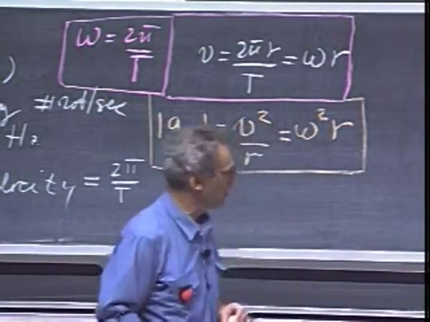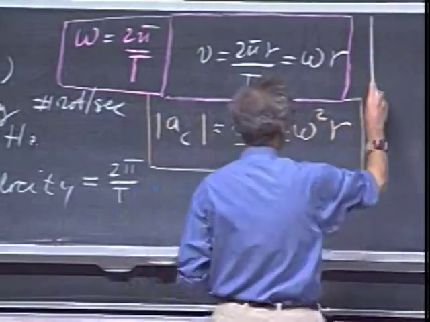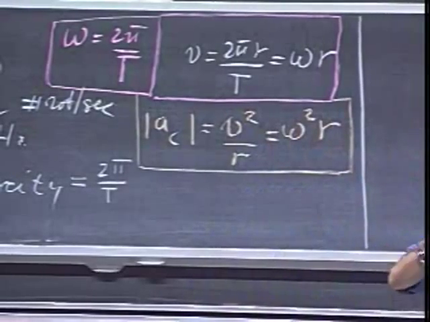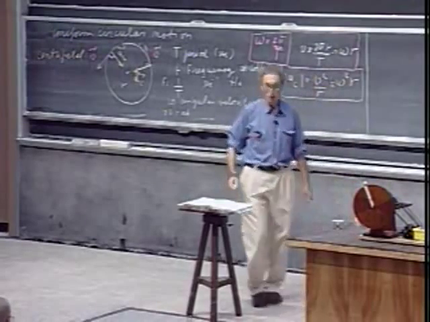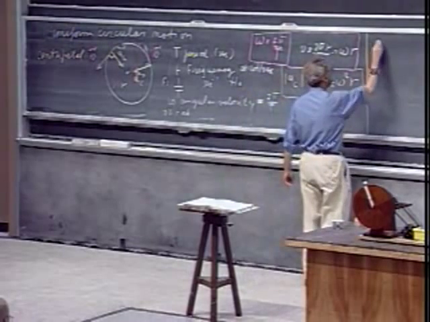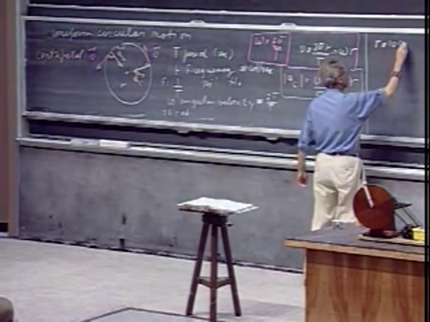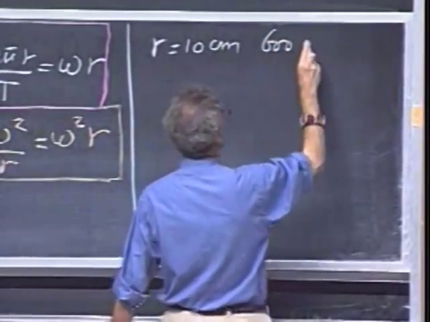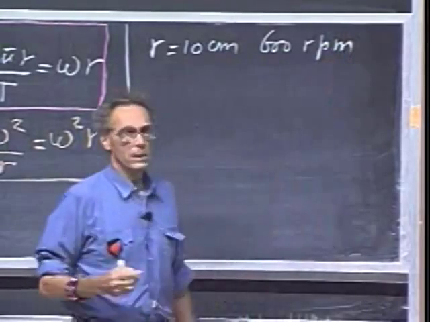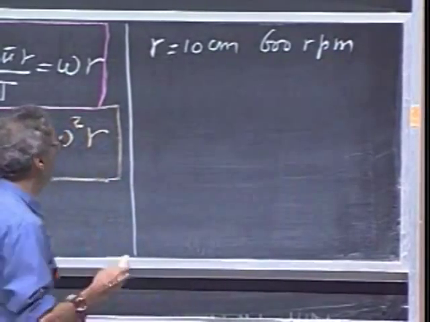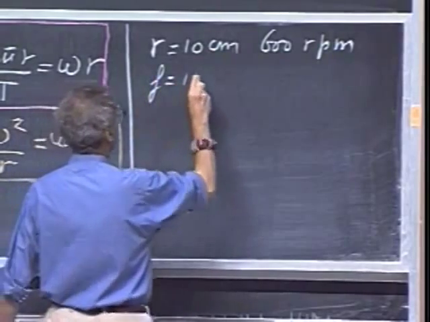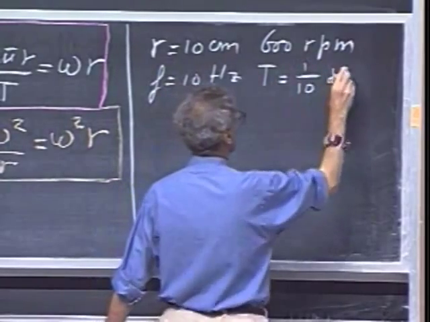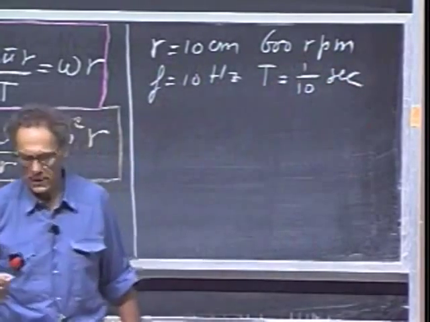We can have a simple example. Let's have a vacuum cleaner which has a rotor inside which scoops the air out or in, whichever way you look at it. Let's assume that the scoops have a radius r of about 10 centimeters, and that it goes around at 600 revolutions per minute, 600 RPM. 600 RPM would translate into a frequency f of 10 hertz. So it would translate into a period of 1/10 of a second.